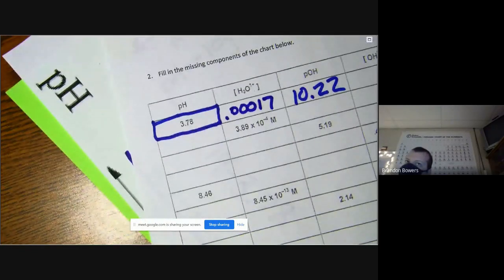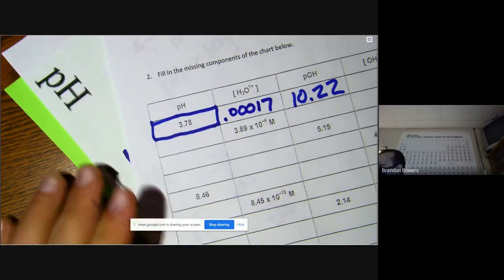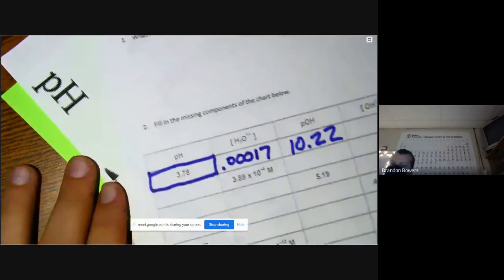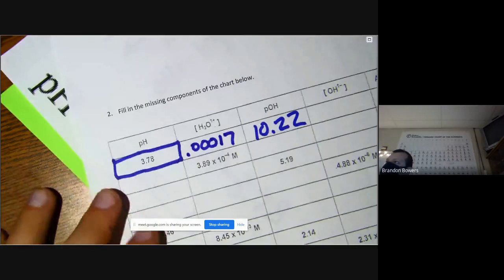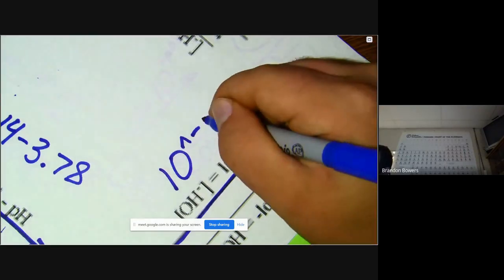Is that what everybody else is getting? 3 zeros, 165959, etc. Are there any questions on going up that equation we just did? Because it's actually the same thing for this side going up, because it's 10 to the negative. This time I have to use my POH value. What's my POH value? 10.22.